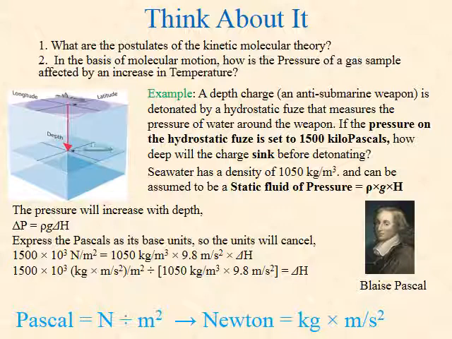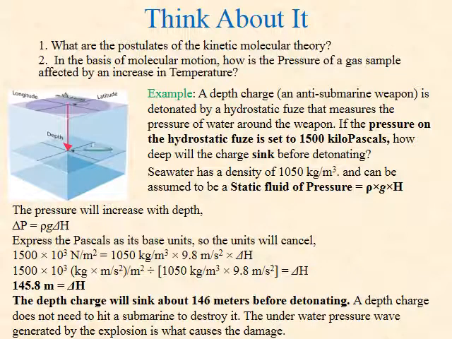The unit is named after French scientist Blaise Pascal and is equal to the pressure exerted by 1 Newton of force acting over an area of 1 meter squared. When set up in such a way, it is easy to see that all the labels cancel, except for one of the meter labels. The depth we get as the answer is then in meters. Solving for the depth, we get our answer is 145.8 meters. We can conclude that the depth charge will sink about 146 meters before detonating.